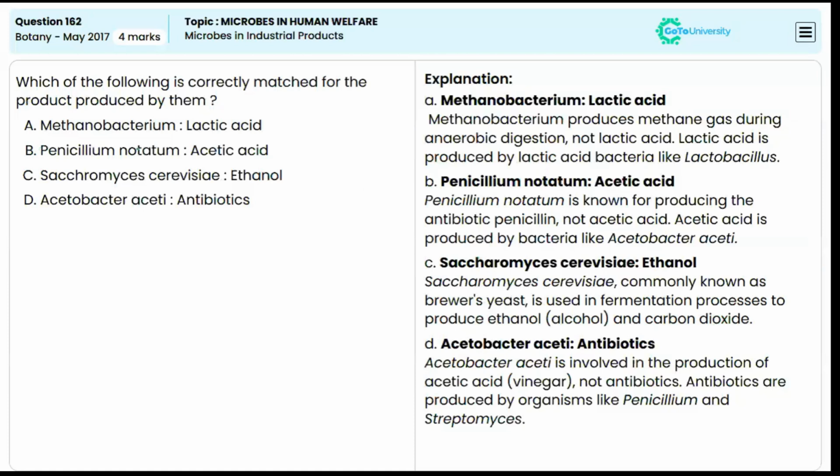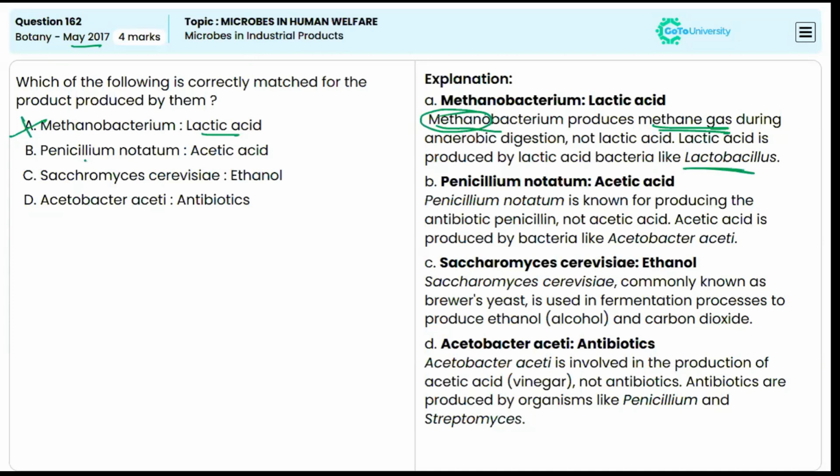Moving to the next part, which of the following is correctly matched for the product produced by them? This is from May 2017. First we have Methanobacterium and the product given here is lactic acid. We know that this is incorrect because Methanobacterium, as the name suggests, produces methane gas during anaerobic digestion, not lactic acid. Lactic acid is produced by which bacterium? Lactobacillus. So option A is the incorrect answer.